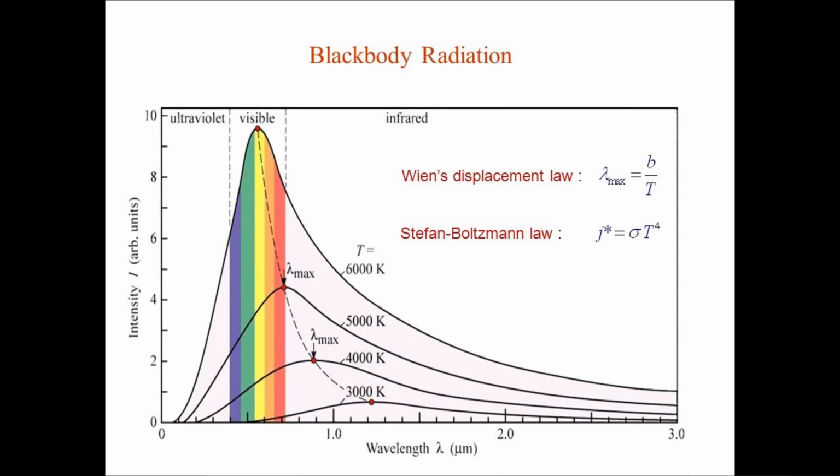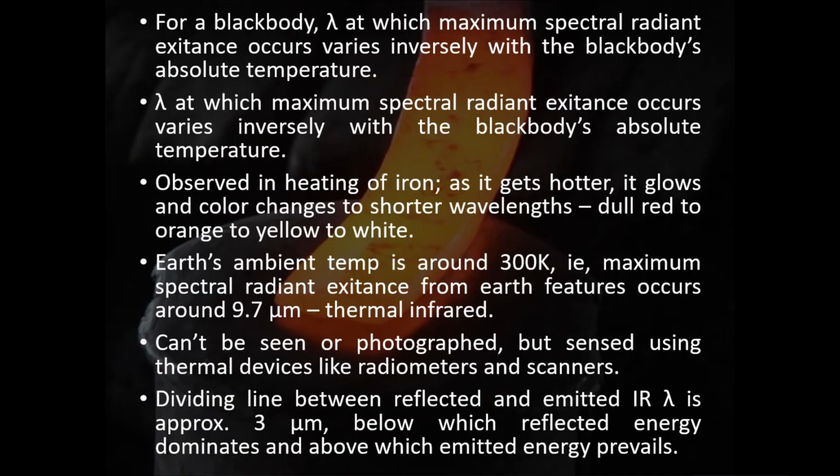Here you can see again the same curve we saw earlier, radiant excitance versus wavelength. For 6000 Kelvin, this is for the sun. This is 300 Kelvin, that's for the Earth. Here you can see lambda max, the dominant wavelength. For a black body, the wavelength at which the maximum spectral radiant excitance occurs varies inversely with the black body's absolute temperature. We already saw that.